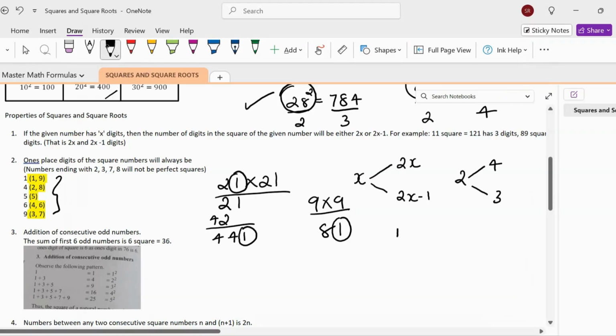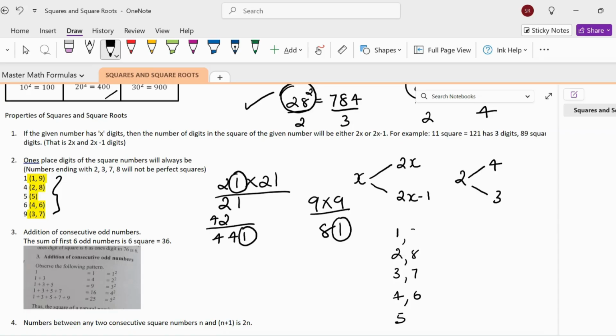Write the numbers 1, 2, 3, 4 and 5. Go back in reverse 6, 7, 8 and 9. Now, if the number is having 1 or 9 in the ones place, then the square will also have 1. 2 or 8 will have 4. 2 2s are 4. 3 3s are 9. 7 7s are 49. 4 4s are 16. 6 6s are 36. 5 5s are 25. So this is how you will remember the property 2.